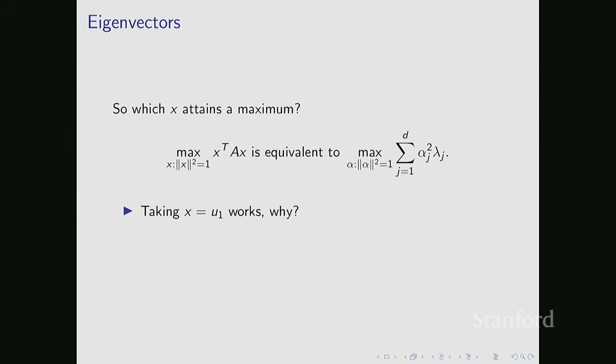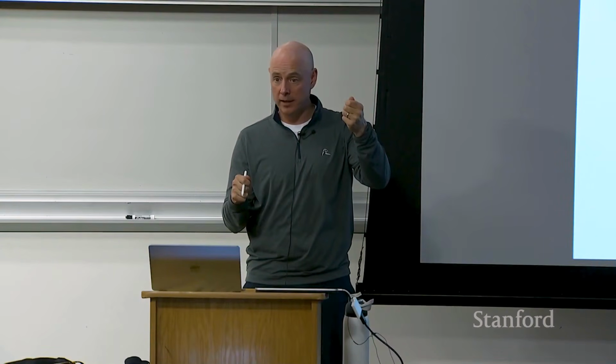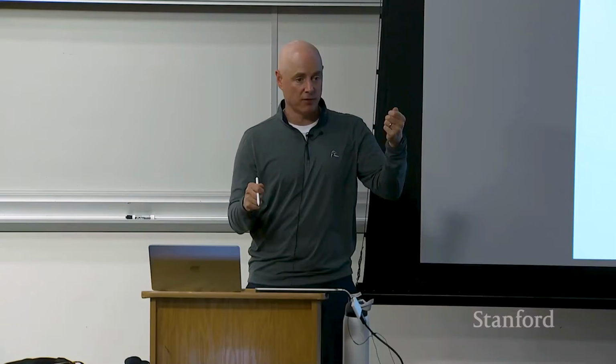So the first one was, take U1, it works. What happens if lambda 1 equals lambda 2? Well, that answer still works, but so do many others. In the first case, if they were strictly separated, if lambda 1 is 1 and lambda 2 is 0.5, then if you don't put all your mass on U1, you lose. You don't actually solve the max.